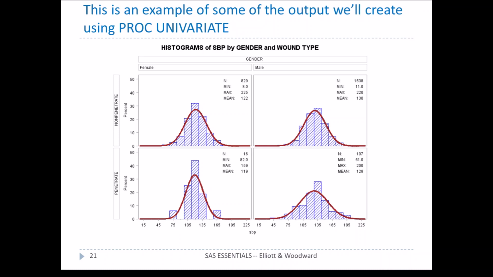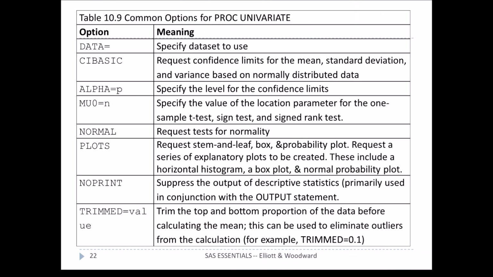So we have two items in the columns and two items in the rows separated. And then within each of them we have some reported statistics, the N, min, max, and mean, plus a histogram with a fitted normal curve. So we can see how we can create that in PROC UNIVARIATE. So let's step through this.